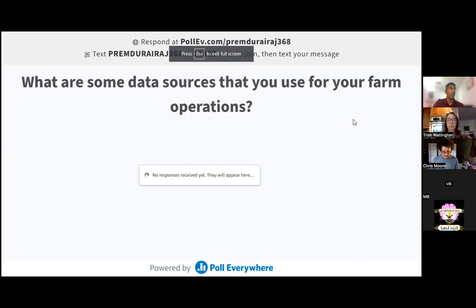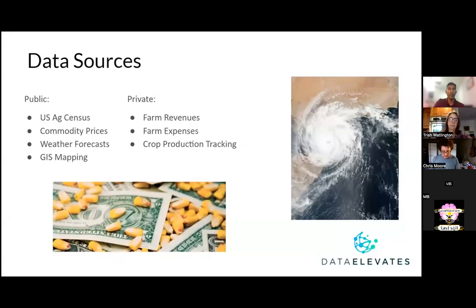Well, that sounds great. So I just want to keep going. Again, there are so many different data sources out there, and this is not even 0.001% of them. But yeah, private data, of course: revenues, expenses, as Chris has mentioned, crop production tracking, time to harvest, things of that nature. There's tons of information on that front.